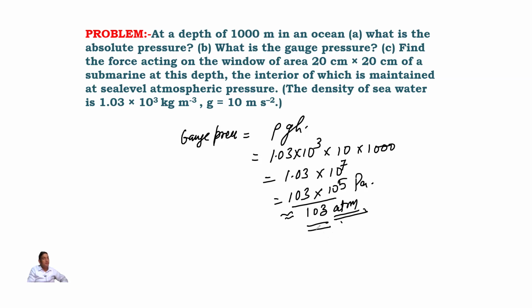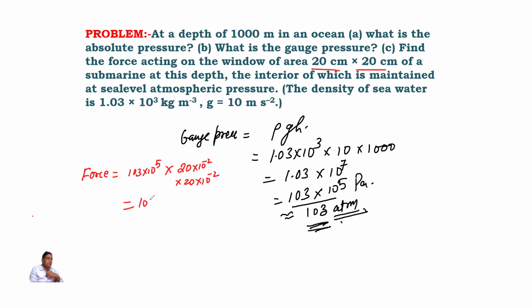We already discussed all this in our previous lecture. Now in the next part, it is about how much force is acting on a window, which is 20 centimeter into 20 centimeter, in a submarine or something. So in that case, the force will be this pressure, which is 103 into 10 to the power 5 Pascal, into the area, which is 20 into 10 to the power minus 2 into 20 into 10 to the power minus 2.